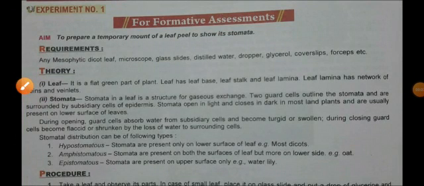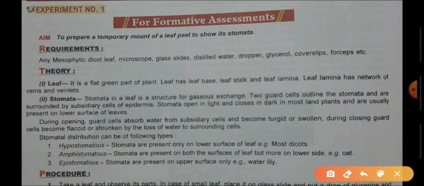It is the video related to an activity or experiment from the chapter Life Processes. The experiment is to prepare a temporary mount of a leaf peel to show its stomata. Stomata को देखना है एक dicot leaf के peel के through.